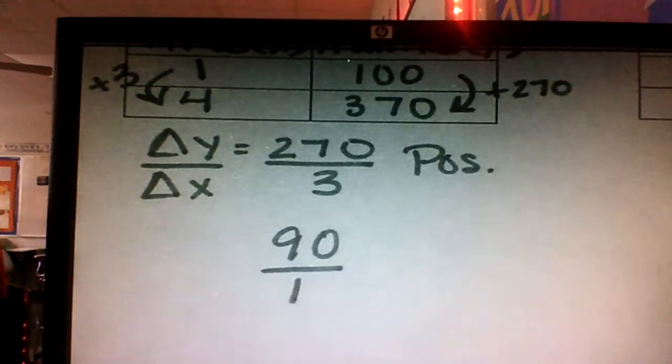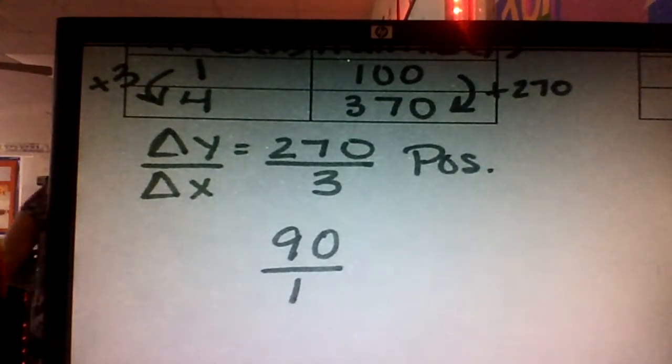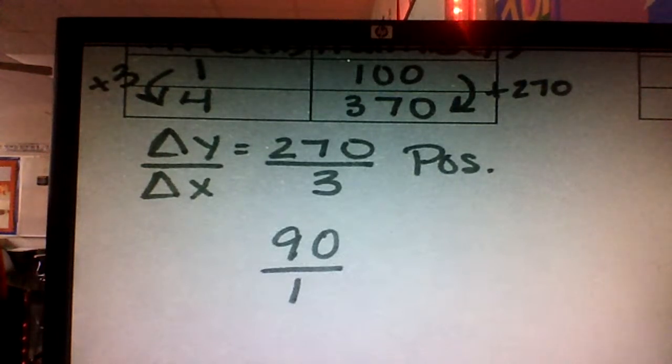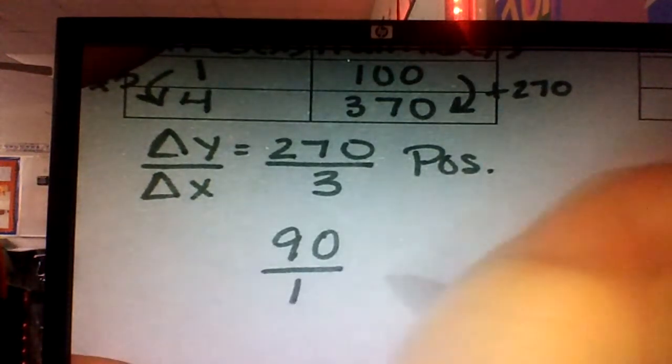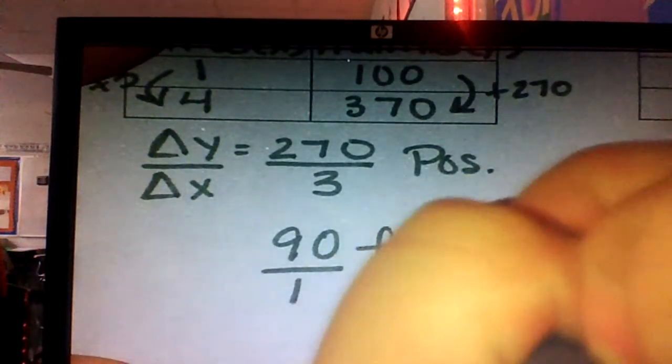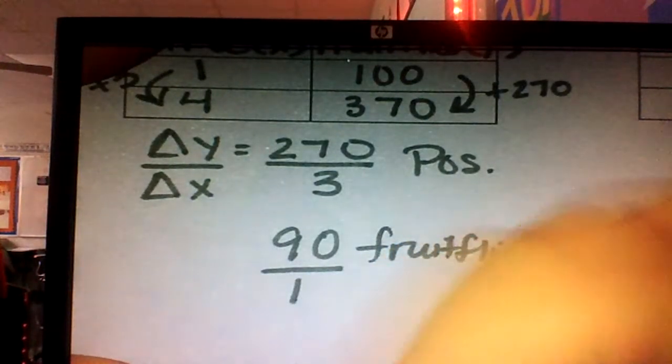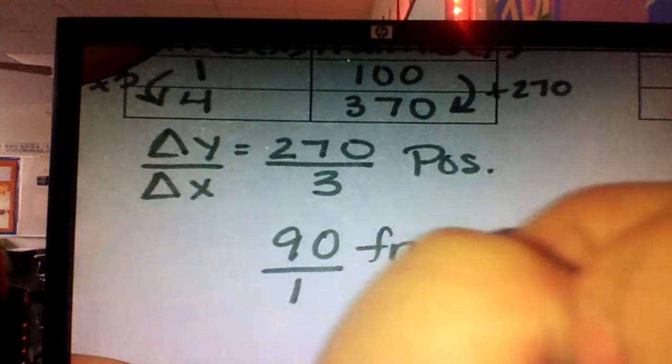Well, what does this mean? 90 over 1. For every hour, he gains 90 fruit flies. There are 90 fruit flies born every hour. Okay? 90 fruit flies born every hour. So this is fruit flies per hour.